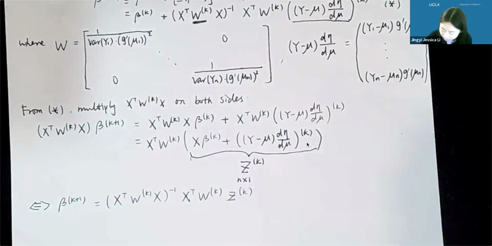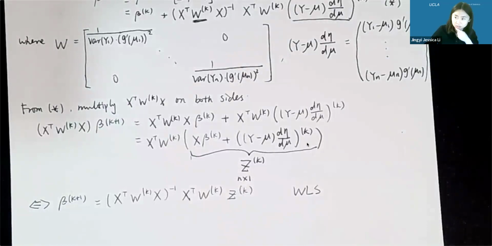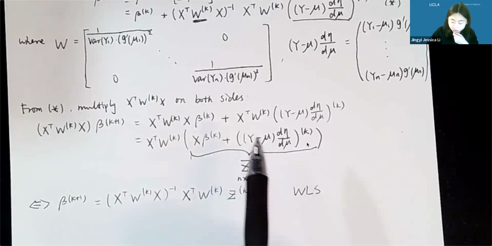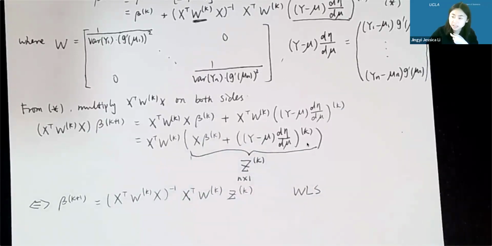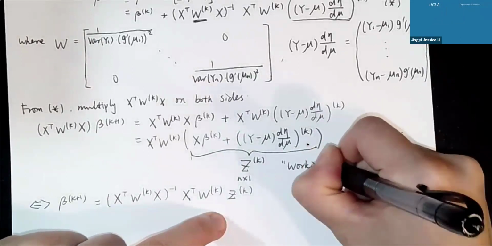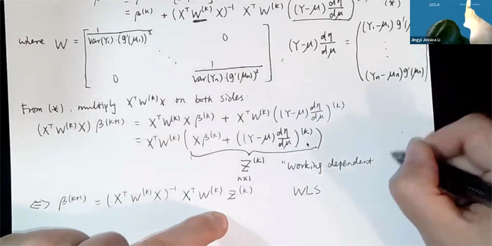So this is like the weighted least squares, which we introduced in our last lecture. It's just that in this weighted least squares solution, the response is not Y, but the response is Z_k. Z_k is what we define as this form. And we actually give this Z_k a name in the generalized linear model, this iterative framework. We call it the working dependent variable.